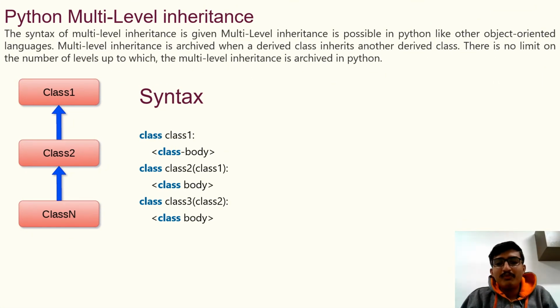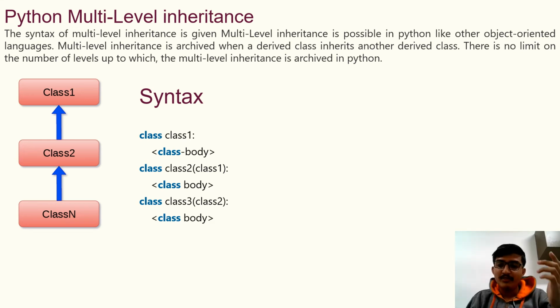We have multi-level inheritance. Now what is multi-level inheritance? The syntax of multi-level inheritance is given below. It is possible in Python like other object-oriented languages. Multi-level inheritance is achieved when a derived class inherits another derived class. There is no limit to the number of levels up to which multi-level inheritance can be achieved in Python.